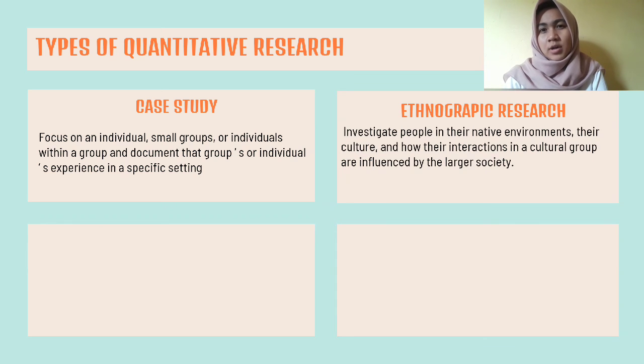The next one is ethnographic research. This research tends to investigate people in their native environments, their culture, and how their interaction in a culture group is influenced by the larger society. Ethnographic research gathers information about the phenomena being investigated from multiple perspectives. This research filters or assesses the information gathered through the setting, recognizing that the setting itself has a role and a function in the study.